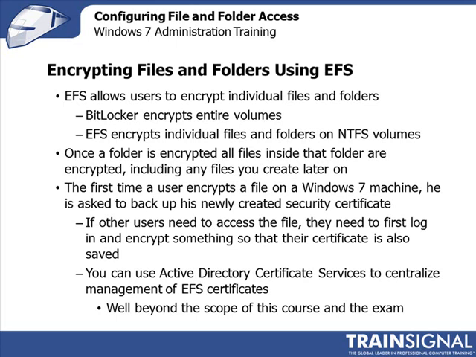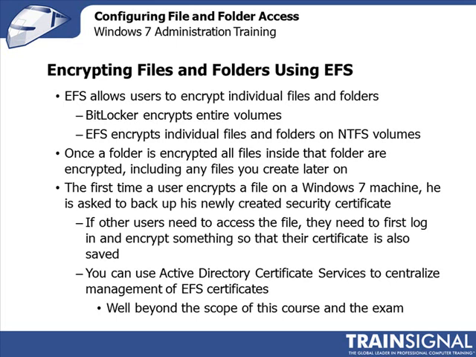So as soon as you add a new file to that folder, they're going to be automatically encrypted. Now, the first time that a user actually encrypts a file on a Windows 7 machine, he gets asked to back up a newly created certificate. EFS operates on a public key infrastructure basis, which uses a public and a private key pair to protect the files that are being protected via encryption.